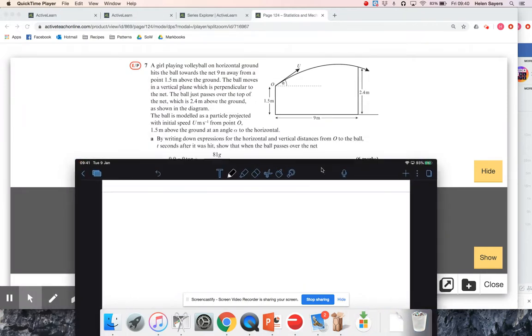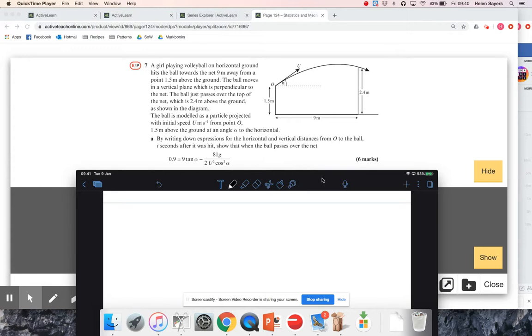Okay. Right, so let's look at the first bit. Okay, so they're describing a situation here. It's a volleyball game, so the ball is not starting at ground level. It's starting 1.5 meters above the ground and moves in a vertical plane which is perpendicular to the net. So this is the net here, and then this is the path of the ball. Okay, so by writing down expressions for the horizontal and vertical distances.